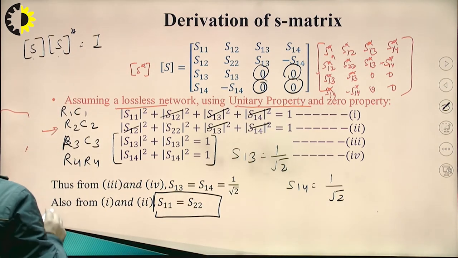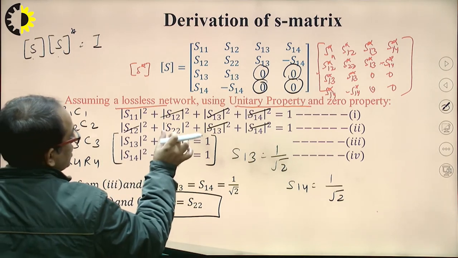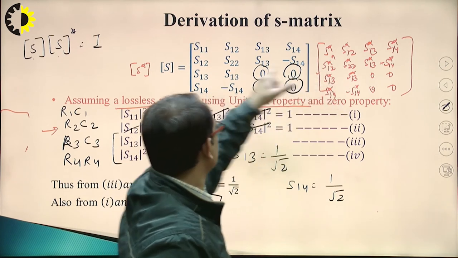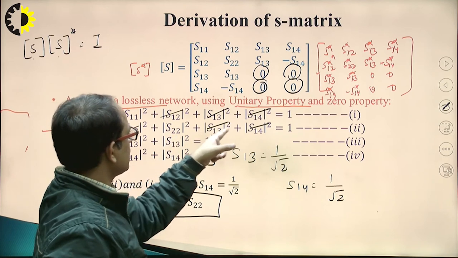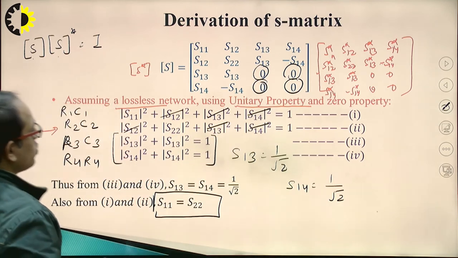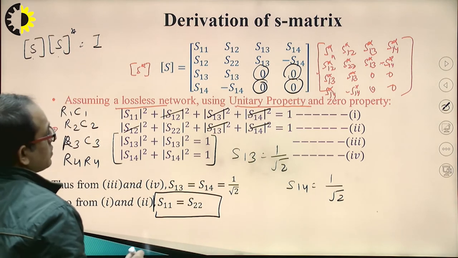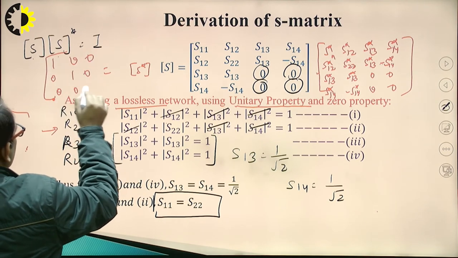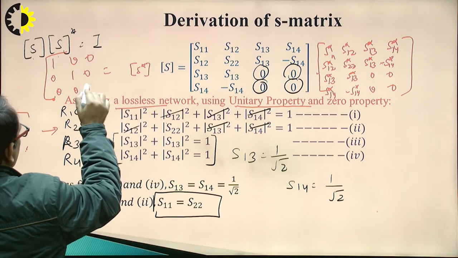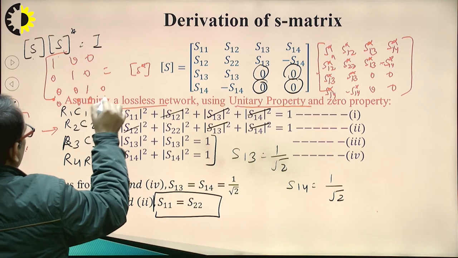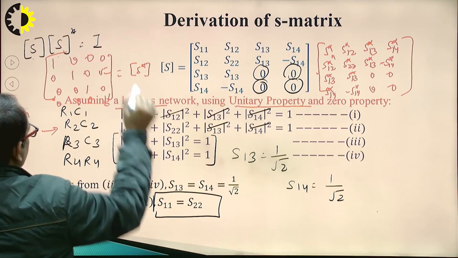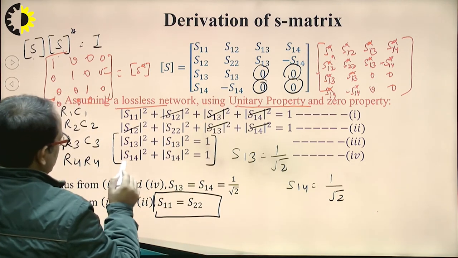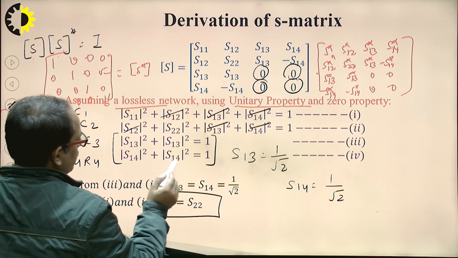Now from R2 C2 you will see that S12 whole square plus S22 whole square plus S13 square plus S14 square equals 1. From R3 C3, this will be equal to the identity matrix, which I have not written here. On multiplying R3 C3, we will get S13 square plus S13 square equal to 1, and R4 C4 gives S14 square plus S14 square equal to 1.